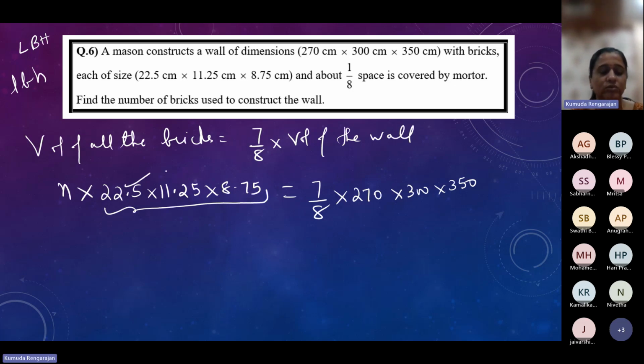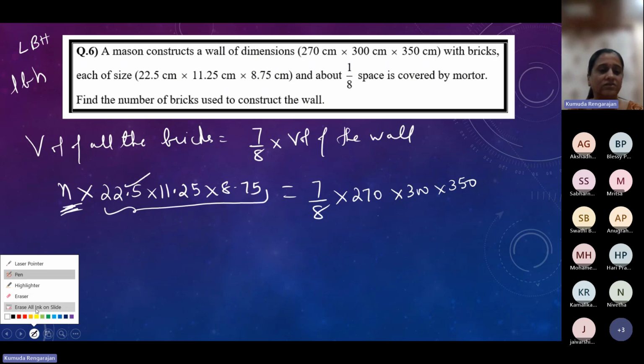You can convert these to fractions if you want: 225 by 10, 1125 by 100, 875 by 100. You can remove the decimal point by converting the numbers to fractions. That's it. Now, see, n is the only unknown in this equation. All are numbers. So solve this equation and find the value of n. That's all it is. Again, this is a 9th standard question.